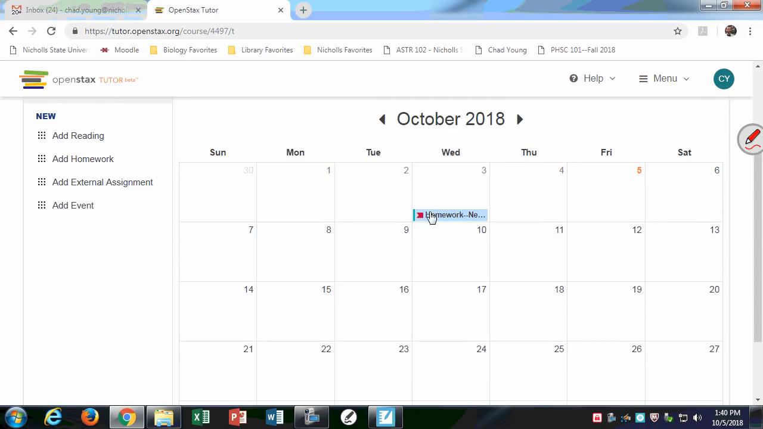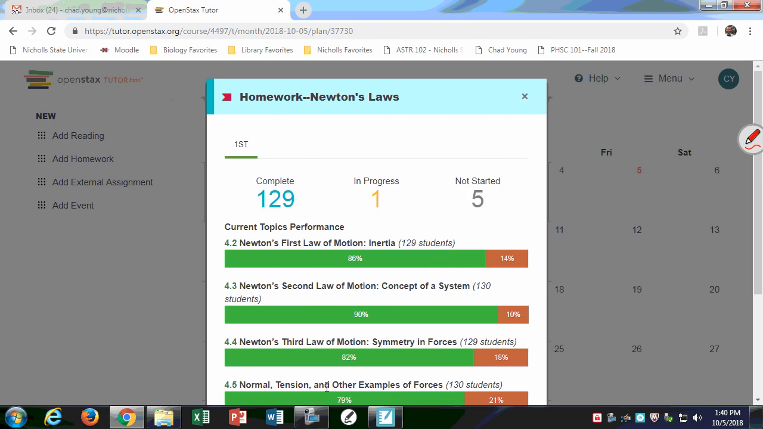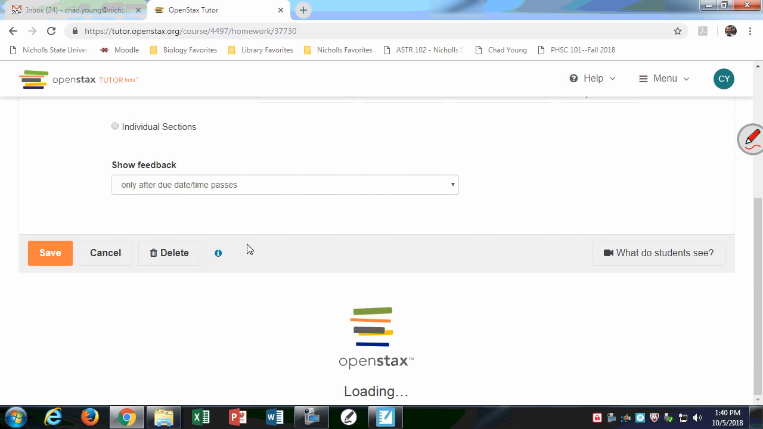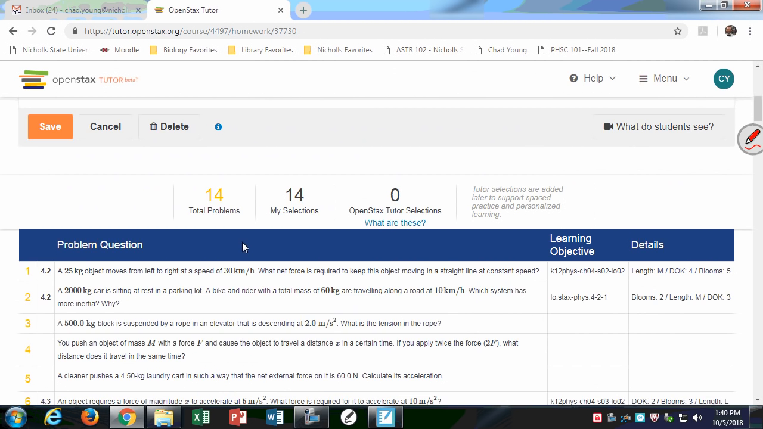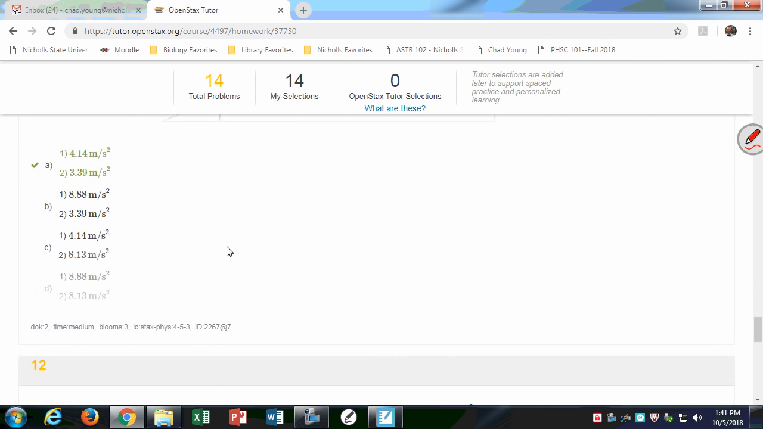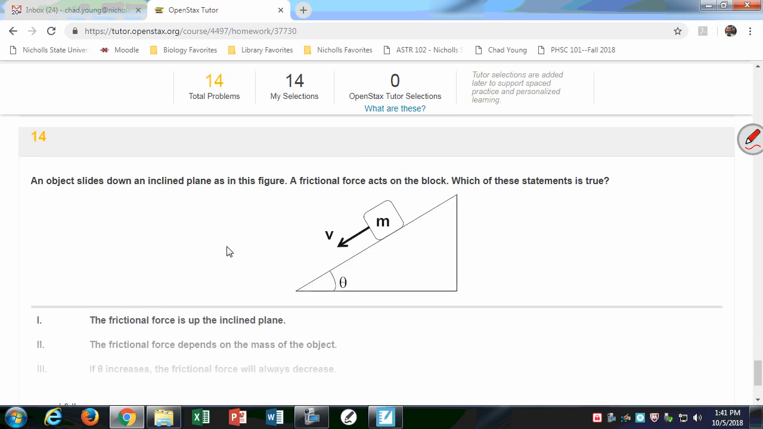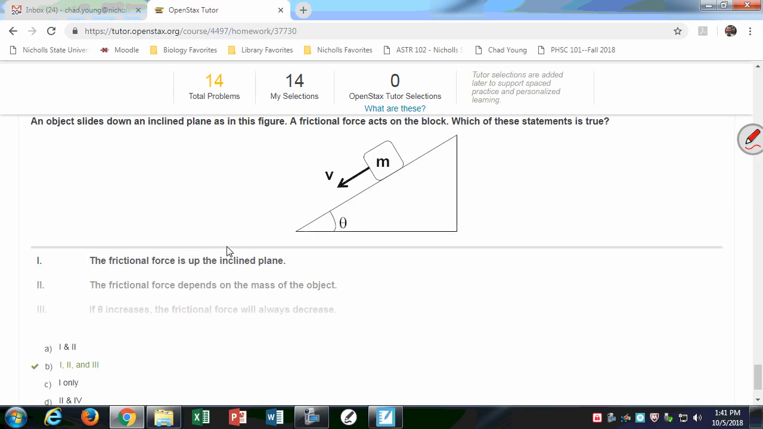All right, you want to look at this one? Look at the last question, 14. Is it just 3 options? Yeah, so the frictional force is up the inclined plane. That's right, because the frictional force is opposite the direction of motion.